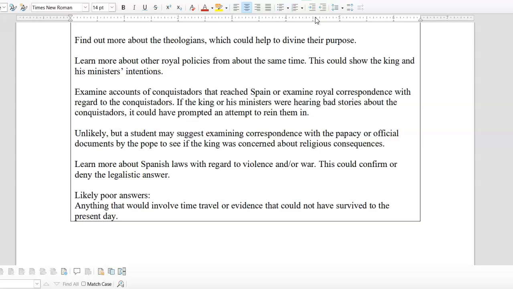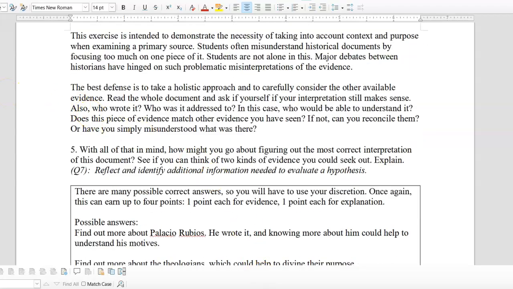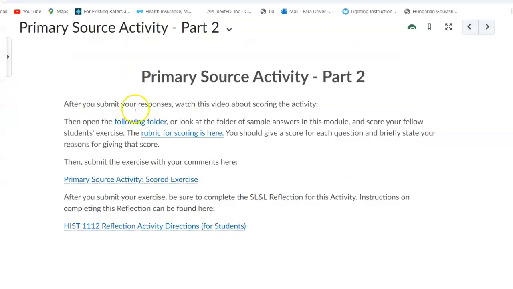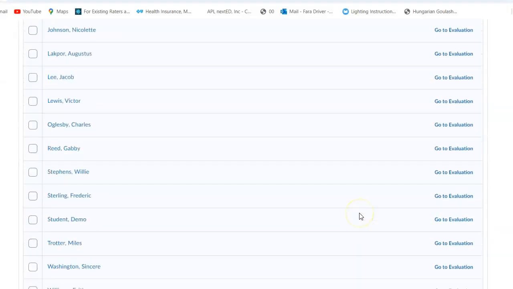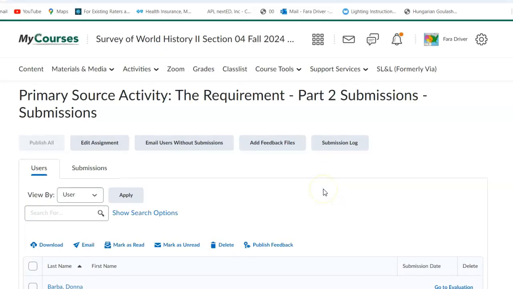into the Dropbox. And I will show you, going back to our thing here, where it is. Primary source activity, scored exercise. It's going to bring you to the Dropbox, the requirement part 2 submissions, and you're going to upload it there. Now, there is a third thing that you must do once you have finished this. Let's go back.